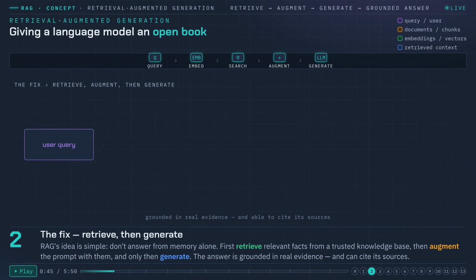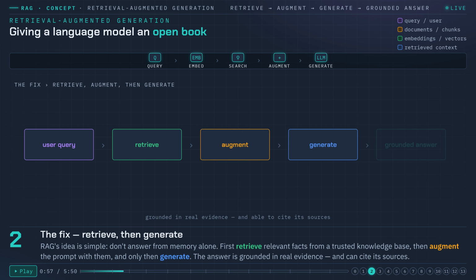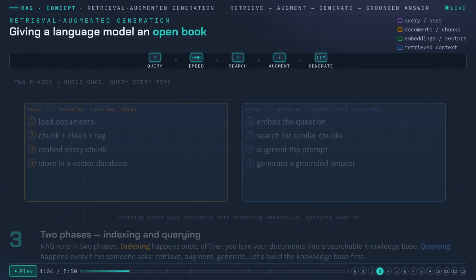RAG's idea is refreshingly simple. Don't answer from memory alone. First, retrieve relevant facts from a trusted knowledge base. Then, augment the prompt with those facts, and only then generate the answer. Now, the response is grounded in real evidence and it can cite its sources.